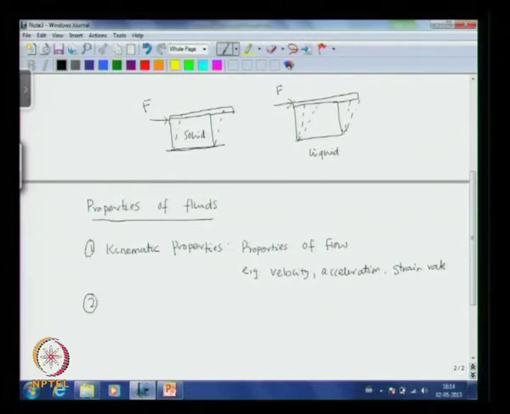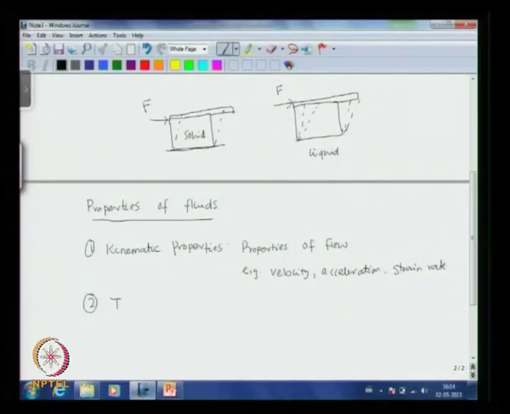The second set of properties are the transport properties. The transport properties are properties of the fluid, and these properties would affect how the fluid is transported, or in case of heat transfer how the heat is transported.